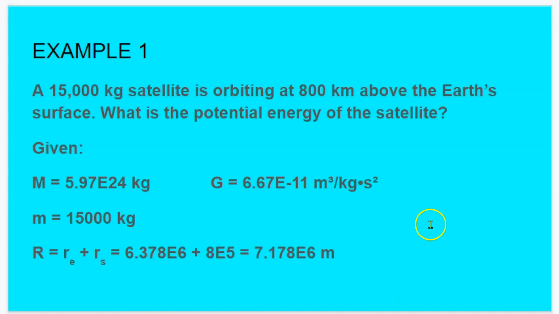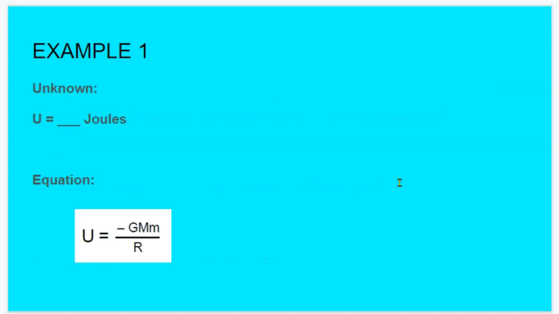Also, you need to know the universal gravity constant for this problem. So the big G is 6.67 times 10 to the negative 11th, and that's meters cubed over kilograms times seconds squared. All right. So that's givens. The unknowns, we want to know the potential energy, and potential energy is measured in joules.